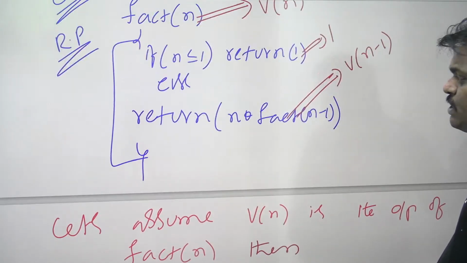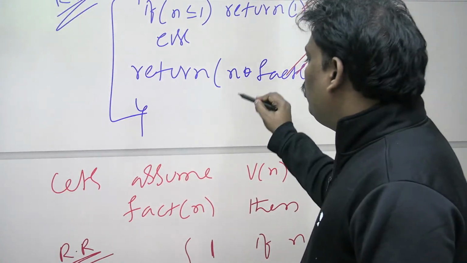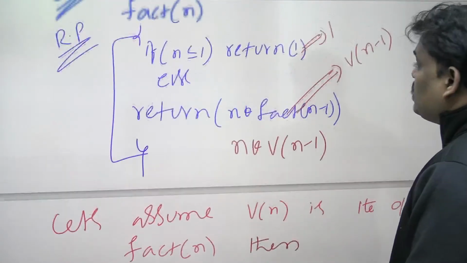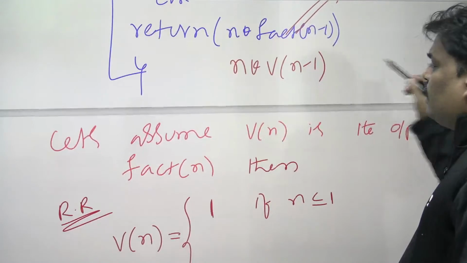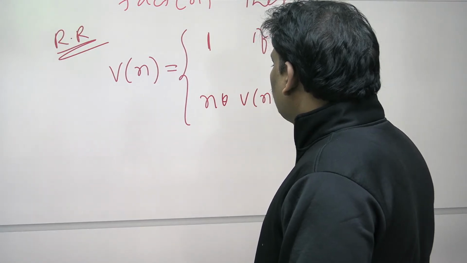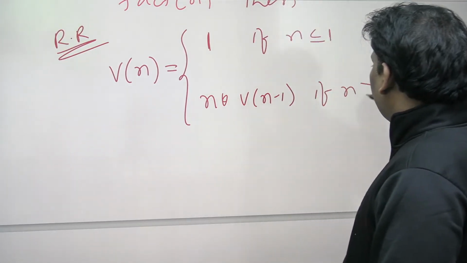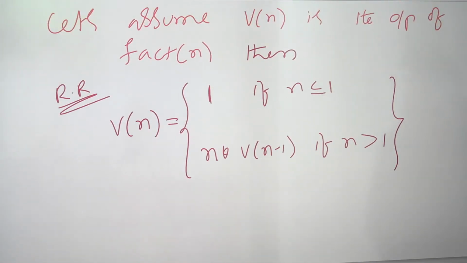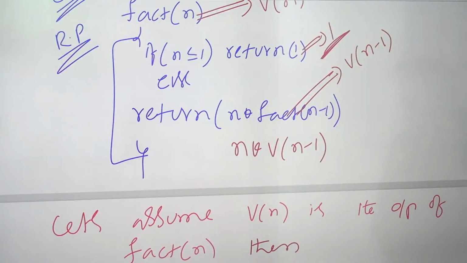Suppose that if condition fails, then output is going to be n into V of n minus 1. If n is less than or equal to 1, output is 1. Otherwise, n into V of n minus 1 if n is greater than 1. This is the recurrence relation. V of n means output. Output of the above program is 1 if n is less than or equal to 1. Output of the above program is n into V of n minus 1 if n is greater than 1. Means same thing, whatever I have written is the same.